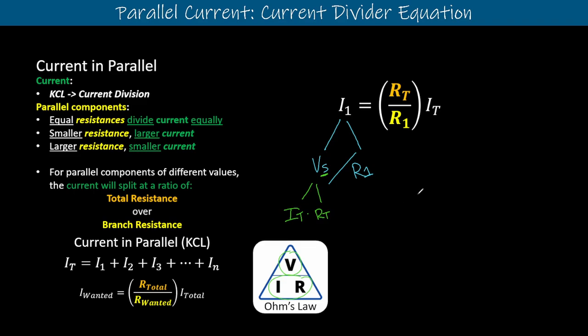We end up saying that we have IT multiplied by RT divided by R1. And all we did was pull this one off to the side. That way we get this ratio out. And we end up with RT divided by R1 multiplied by our total current. And that's going to give us the current through that one branch that we're looking for.